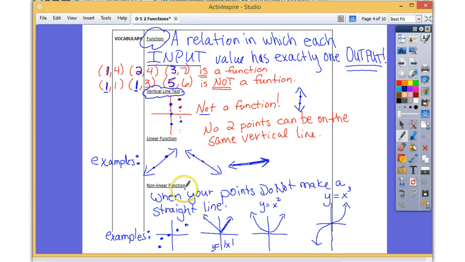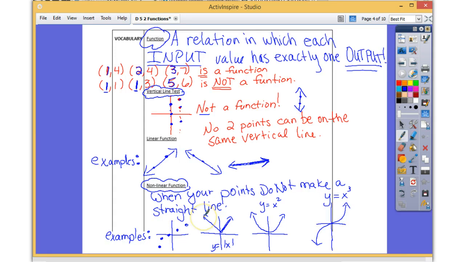A non-linear function. Because it can still be a function if it doesn't make a straight line. Right here is a non-linear function. When your points do not make a straight line, it can be a non-linear function. Look at here, these points. That is a non-linear function because look at, not any 2 of them are on a vertical line, right? None of the domains repeat.